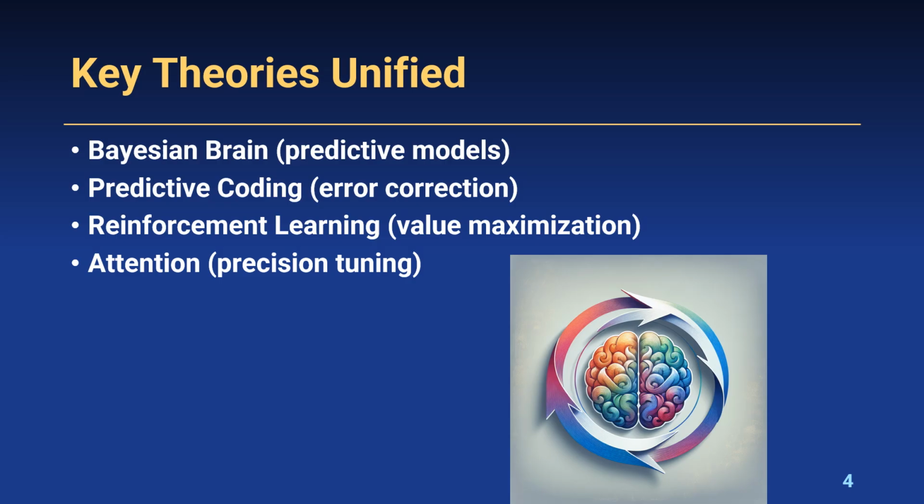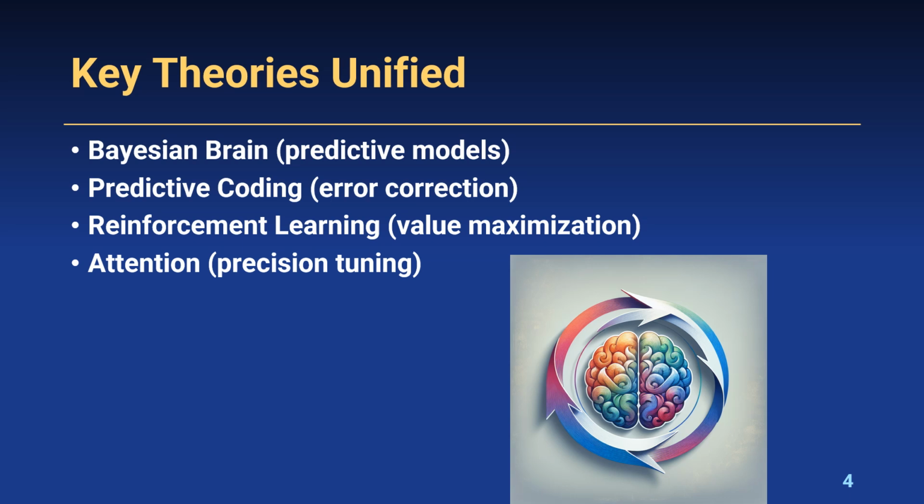Learning and memory come into play through Hebbian plasticity, often summarized as cells that fire together wire together. This process strengthens synaptic connections based on correlated activity, which can be seen as the brain optimizing its generative models to better predict sensory inputs over time.